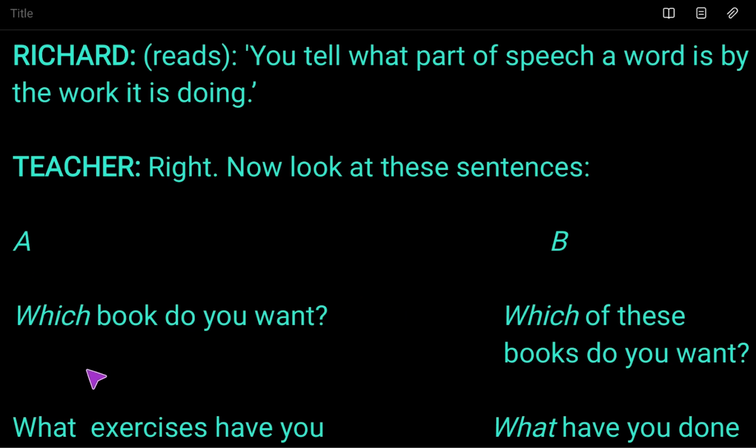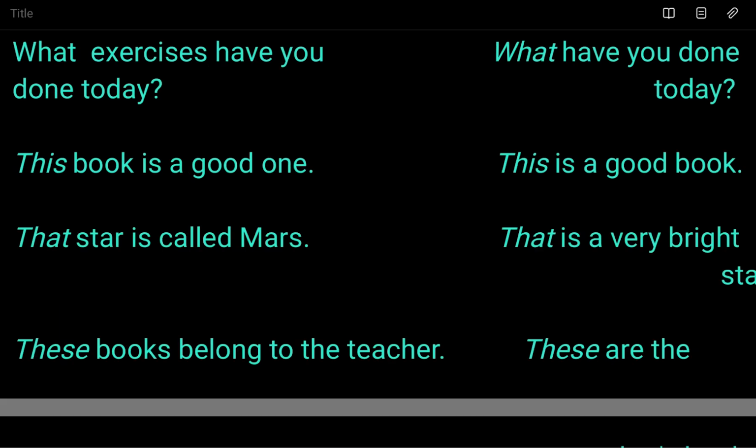Here see in column A and column B, here see: which book do you want. Here which is describing the word book. Which of these books do you want? Here which is used to replace book. In this place, what exercises have you done today? In this place, what is actually describing the word exercises, which is a noun, and that's why this word is an adjective. But in this place, what have you done today? In this place, what is used in place of a noun, that's why this is a pronoun.